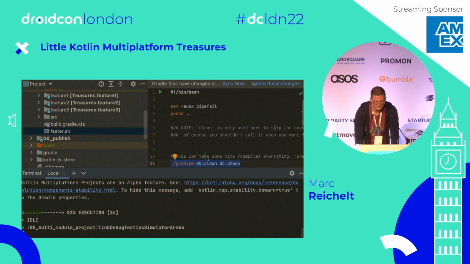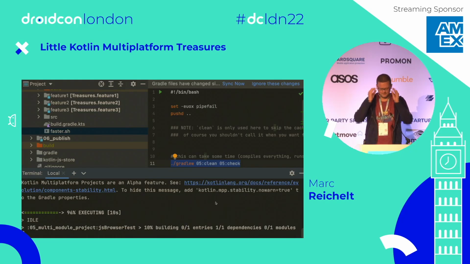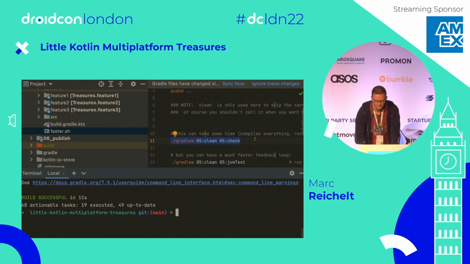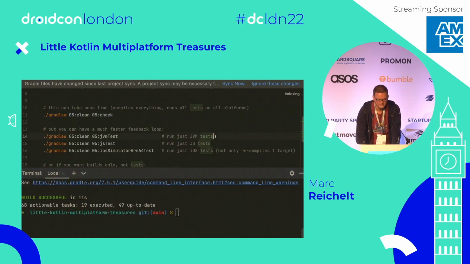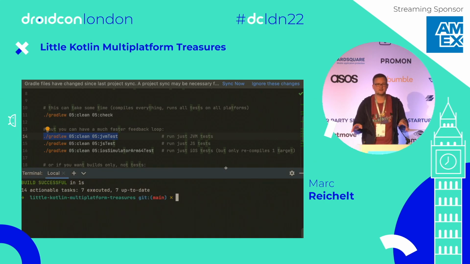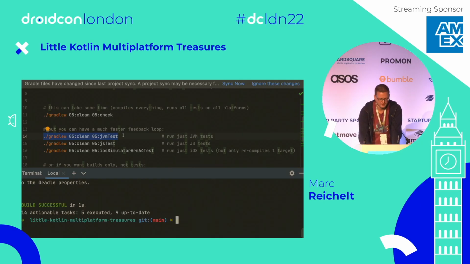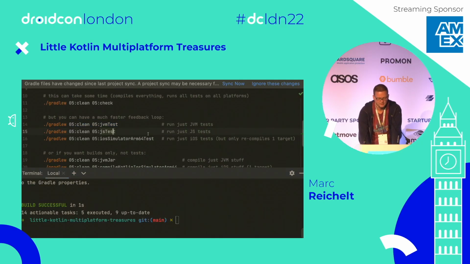and we only want the check, and then it basically has to compile everything again, and that's going to take some time. But if we only want to run the JVM test, we're going to be much quicker. So for example, here we just do the JVM test. That's much faster. And if you call it again, it's even faster, even if we clean it before. And you can do that for JavaScript as well, or only the iOS thing.